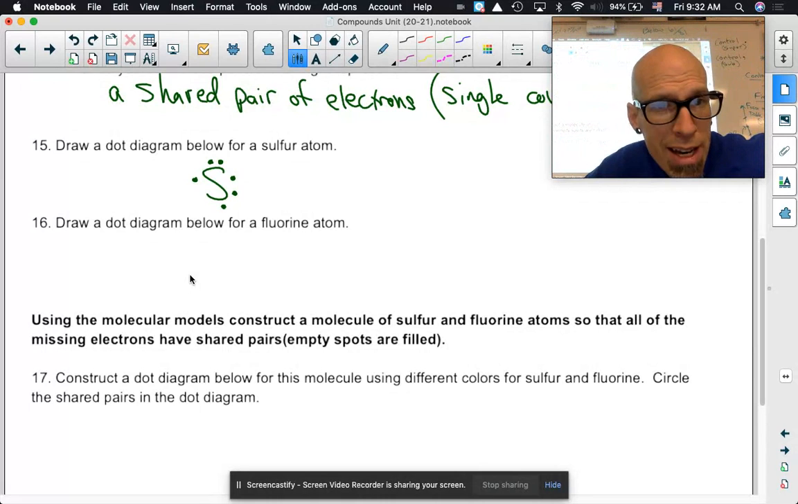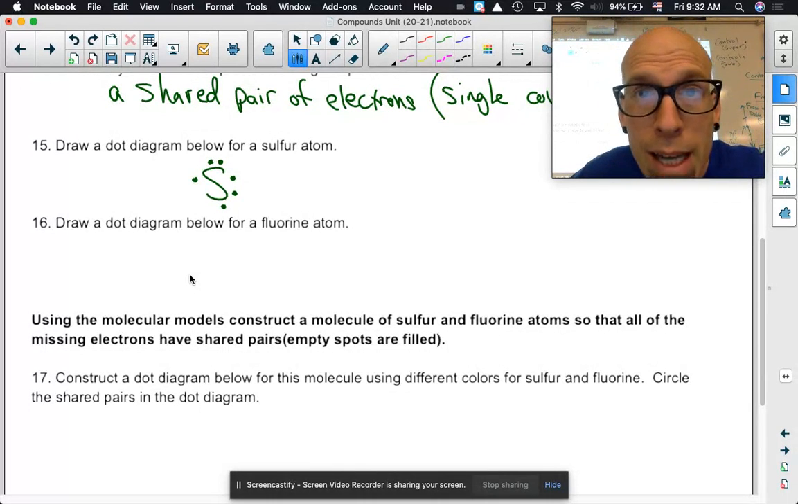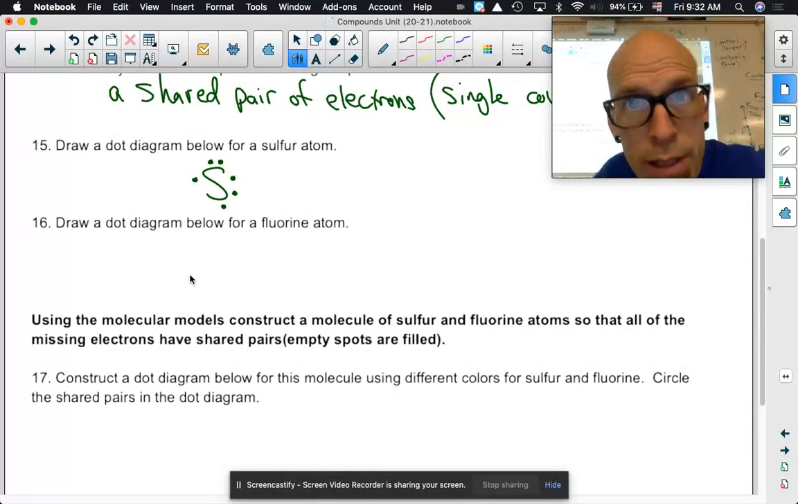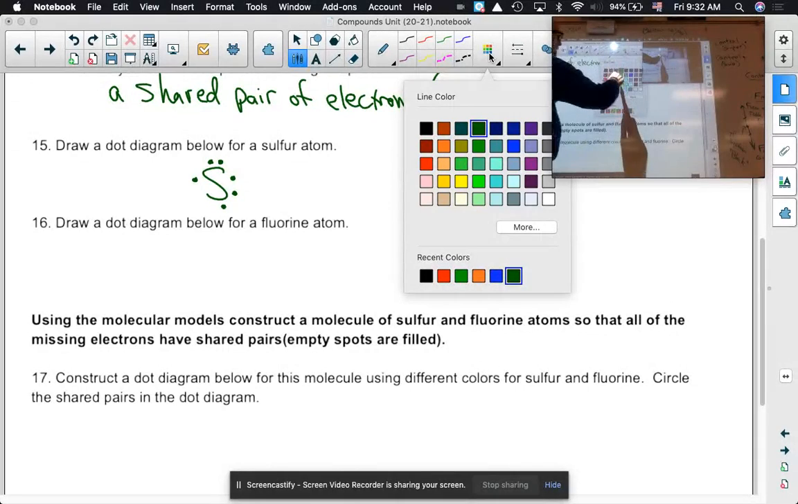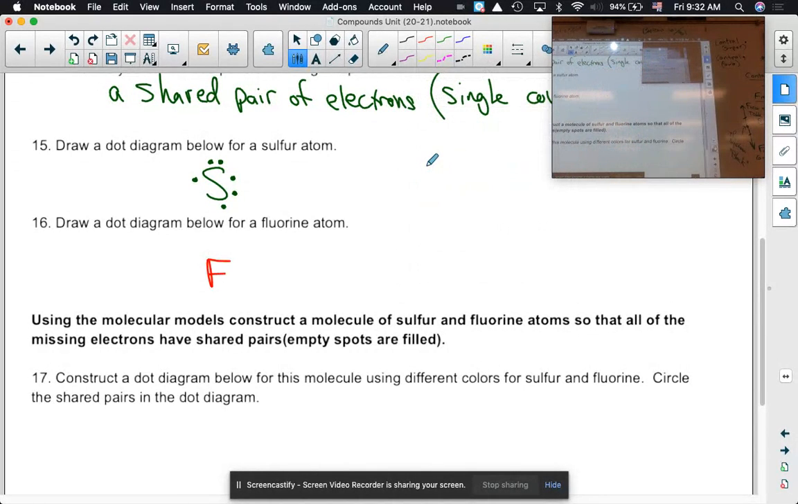And then you're supposed to draw a dot diagram for a fluorine atom, which is in the same family as chlorine that we just had. It's a halogen. And so that is a 7, remember, 1, 2, 3, 4, 5, 6, and 7.